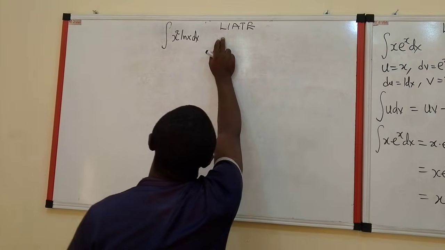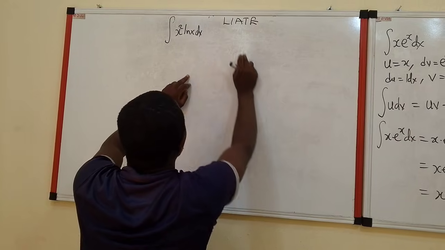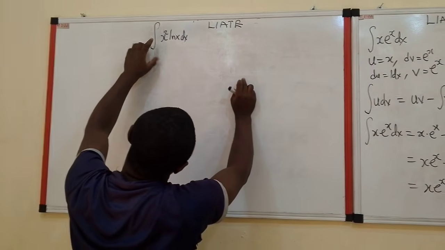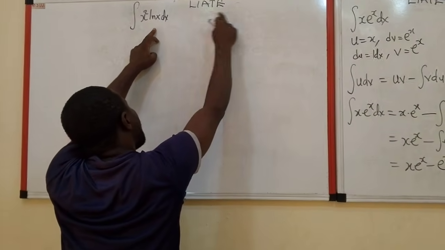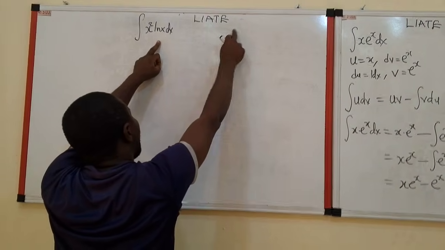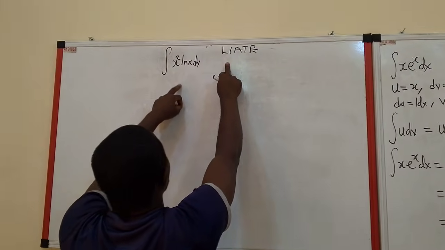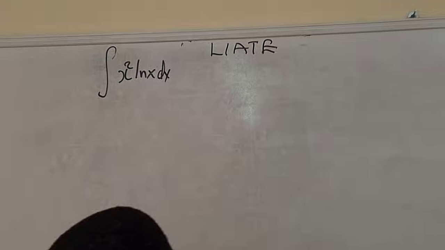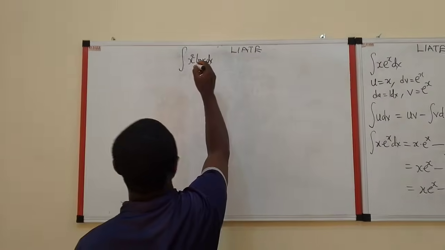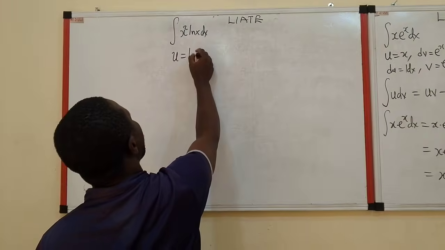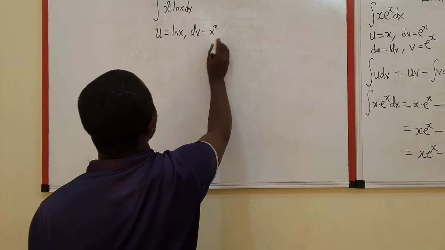Since we have a logarithm function, in the order, logarithm function comes before algebraic function. In the question that I'm asked to integrate, I have the algebraic function coming before the logarithm function. But because of this order, this is how we are going to get our u. Our logarithm function comes before the algebraic function. Therefore, my u now is going to be ln x, while my dv will now be x squared.